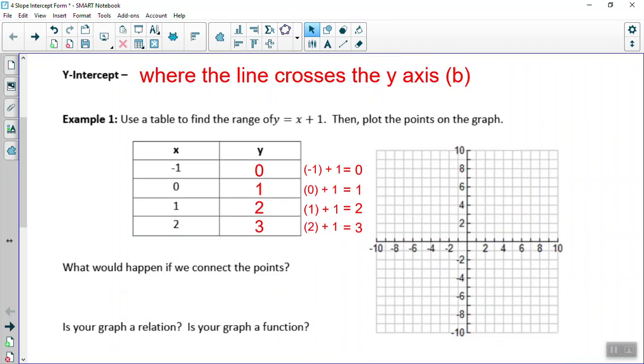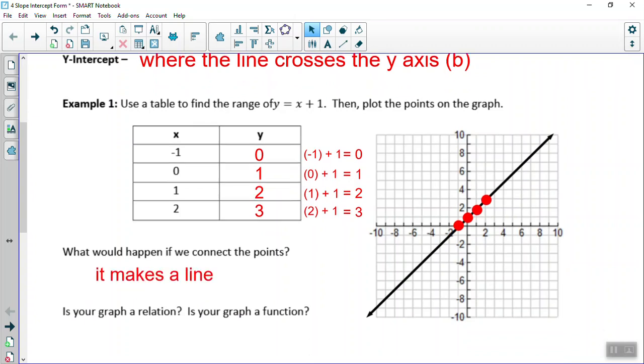Let's take a look at them. So -1, 0, 0, 1, 1, 2, and 2, 3. Now, what would happen if we connect the points? We have a nice straight line.